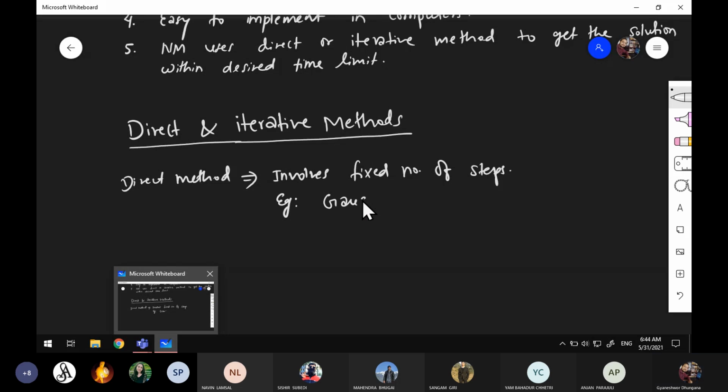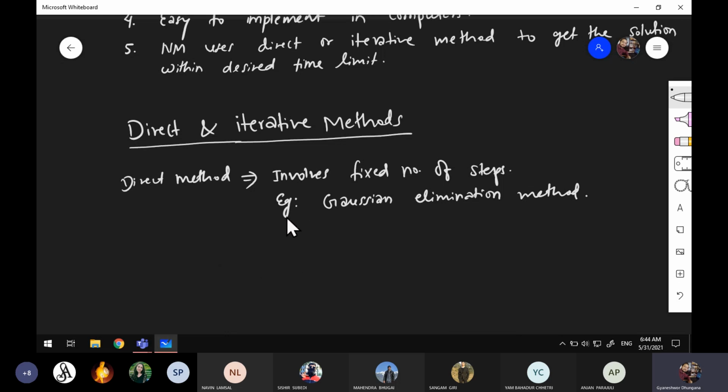Gaussian elimination method. Okay, this is one example of the direct method. We'll study this method later, definitely. So here what you have to understand is that direct methods involve a fixed number of steps. If you follow those steps exactly as given, after following them, you will get to the solution. Okay, so that is the direct method.